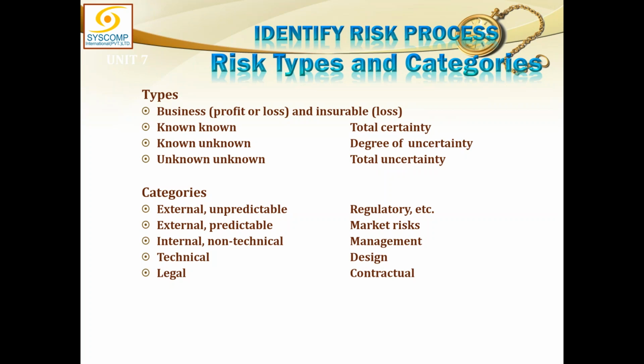There is a predictable type of risk, which we call the market risk. The share price has increased, the dollar has gone down, or things like that. So these are external but predictable, because we could have seen how the market risk is increasing or decreasing, and we could have predicted when the dollar value will go down or up.